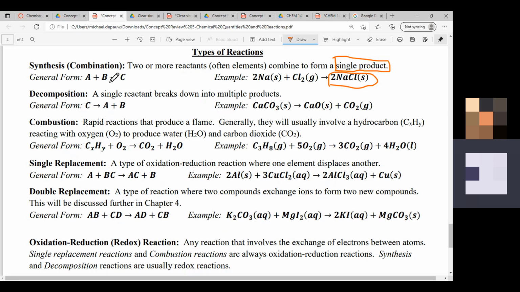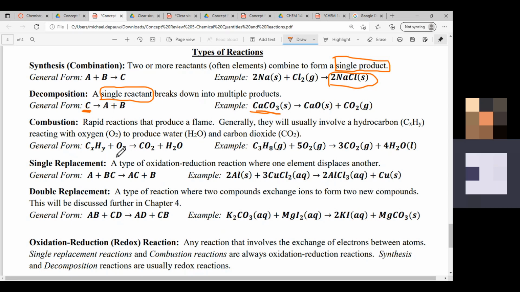Now, decomposition is the opposite. With decomposition, there's only one reactant. A single reactant breaks down. So synthesis, one product; decomposition, one reactant. Combustion reaction.